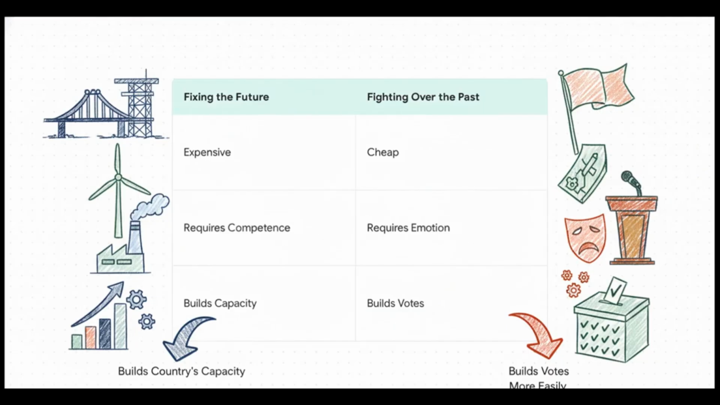Just look at this breakdown. It lays out the cold, hard logic. Fixing future problems like infrastructure or air quality, that's super expensive, it's really difficult, and it requires actual competence. But fighting over the past, that's cheap. It just requires speeches and symbols and stirring up emotion. One of these builds a country's capacity, but the other one builds votes way more easily.